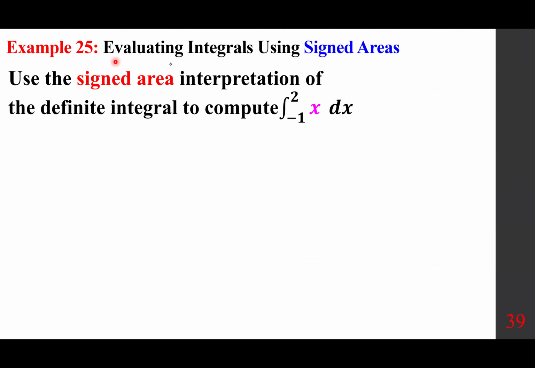Now, evaluating integrals using signed area. Use the signed area interpretation of the definite integral to compute the integral from -1 to 2 of x dx. We want to discuss that, and you'll see how interesting it becomes. First and foremost, what function are we dealing with? The function f of x equals x, the interval of -1 to 2, a to b.